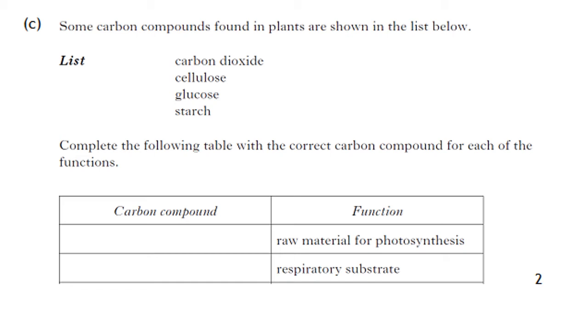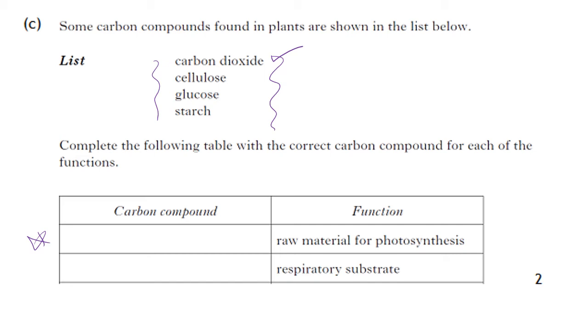Some carbon compounds found in plants are shown in the list below. So I've got my wee list: carbon dioxide, cellulose, glucose, starch. We need to pick out of this list a raw material for photosynthesis. So let's just go through one at a time. Do I need carbon dioxide for photosynthesis? Yes, I do. Cellulose, no, because I end up making that.